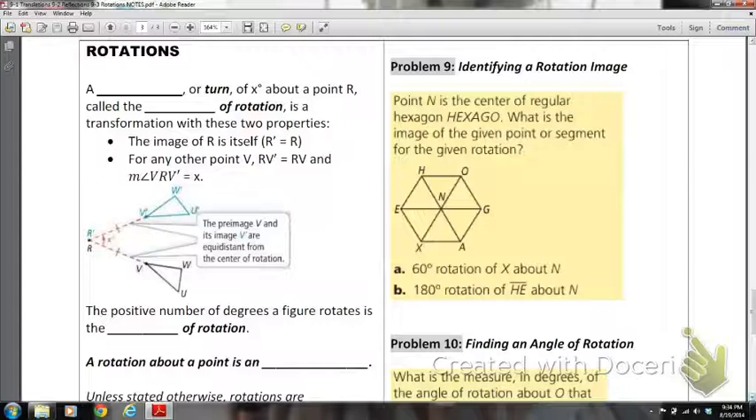Now take a look at problem 9. It's identifying a rotation image. It indicates that point N is the center of a regular hexagon named GEOM. What is the image of the given point or segment for the given rotation? Now, the fact that it is a regular hexagon tells us that all of the sides of the hexagon are equal, and all of the interior angles are also equal. So all of these sides are congruent, and all of those interior angles are congruent as well.